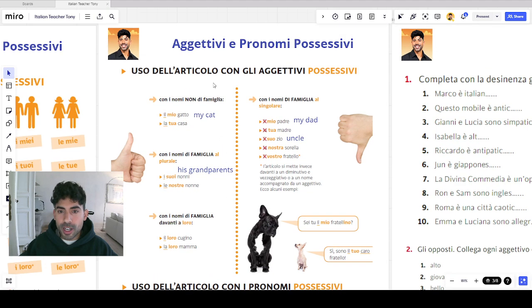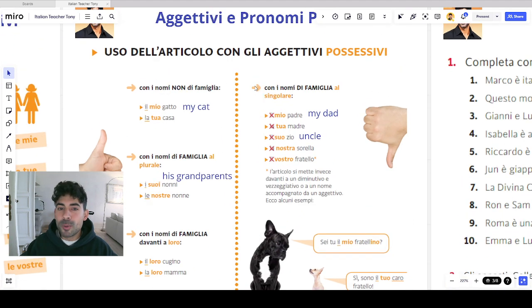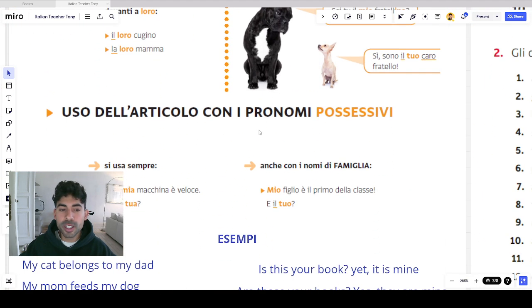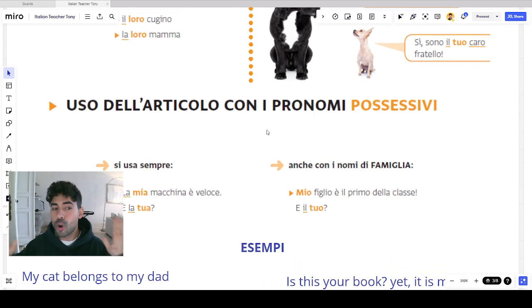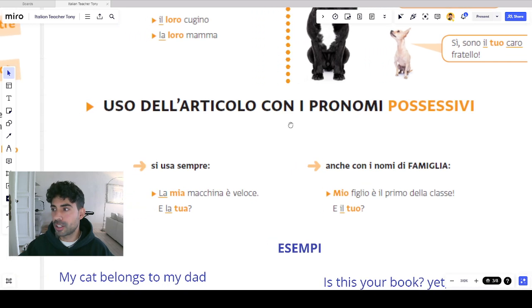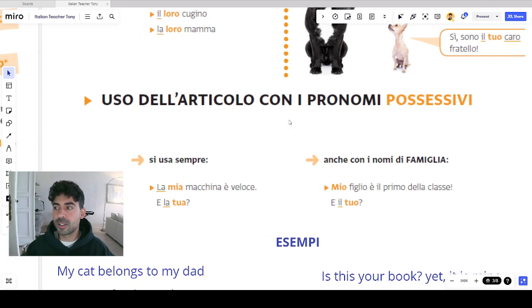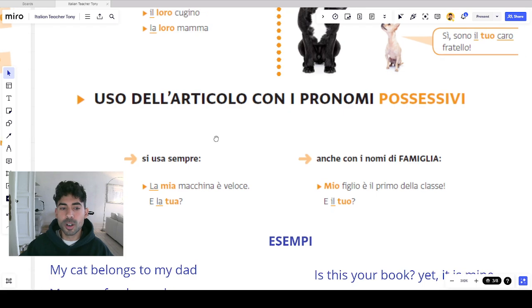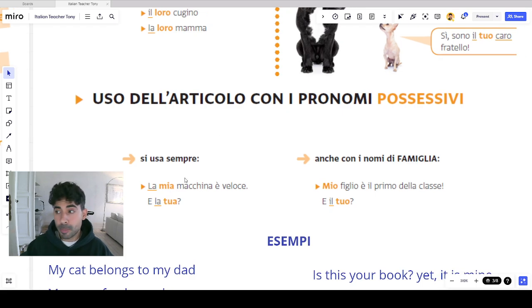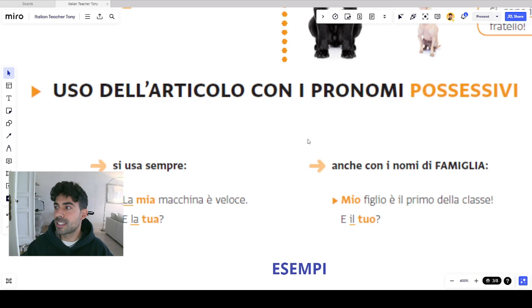What we've seen so far is only when we're talking about the usage of mio, tuo, suo, whatever, in aggettivi, so as adjectives. When they are used as pronomi, you always put the article. Always put the article, no matter if it's a family member, singular, plural, doesn't matter. You always put the article when this part of the sentence is used as a pronoun.